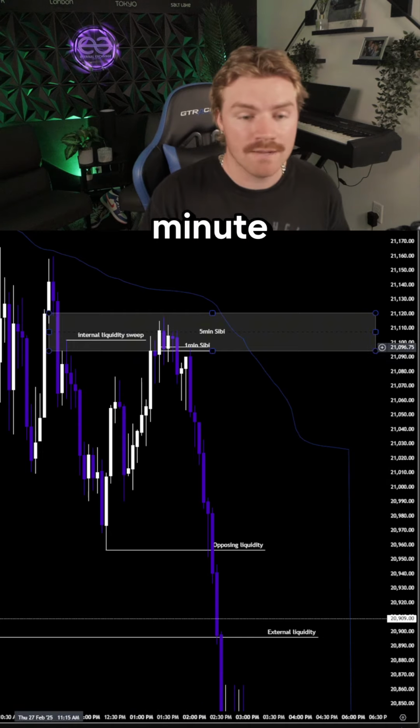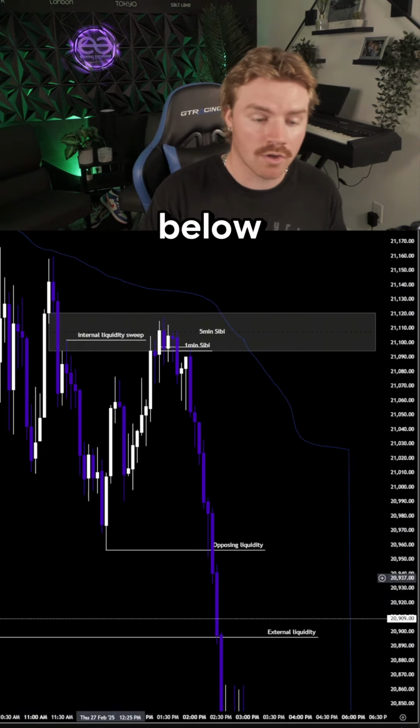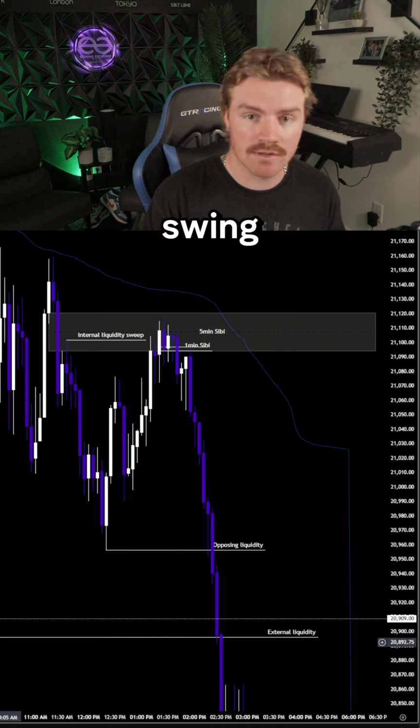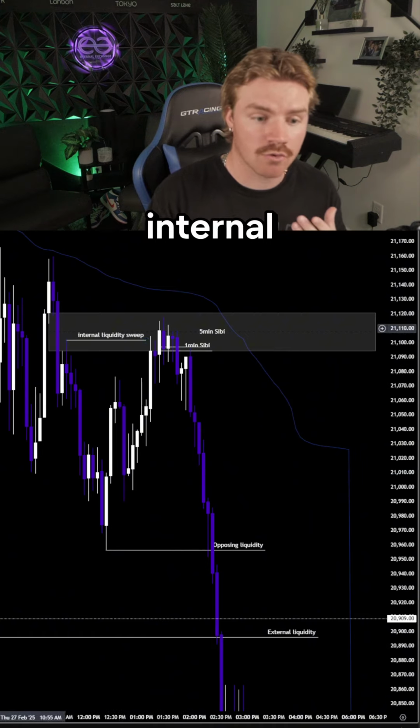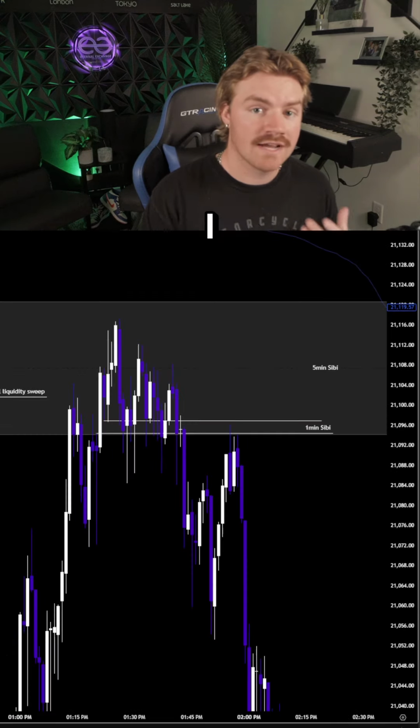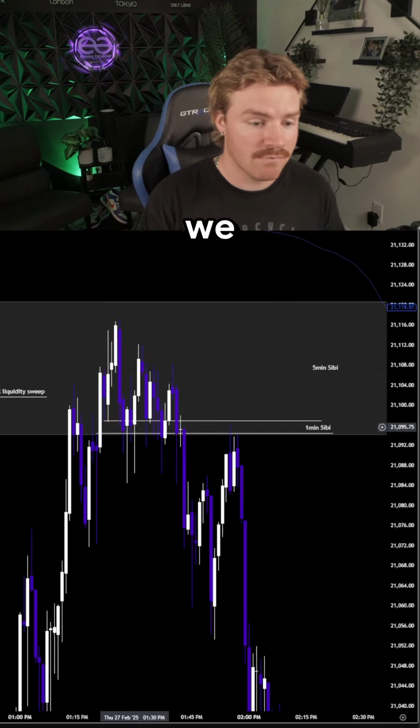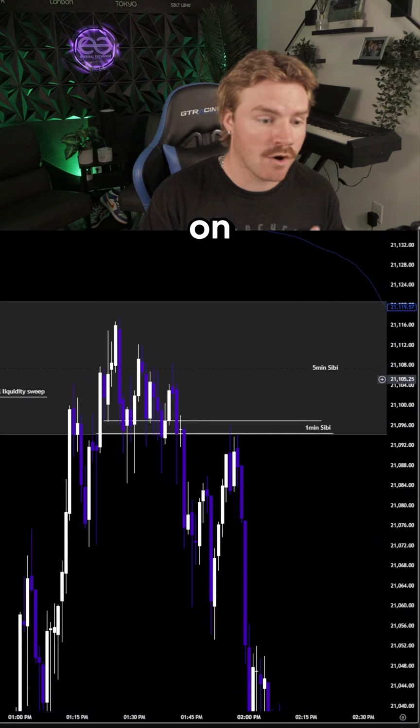We formed a 5 minute bearish fair value gap with resting liquidity below at this swing low here and this swing low here. We traded back into that 5 minute fair value gap and also swept internal liquidity right here at this swing high. When I zoom all the way into the 1 minute time frame, you can see we formed a 1 minute bullish fair value gap on the liquidity sweep.